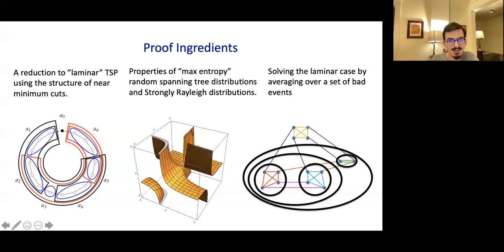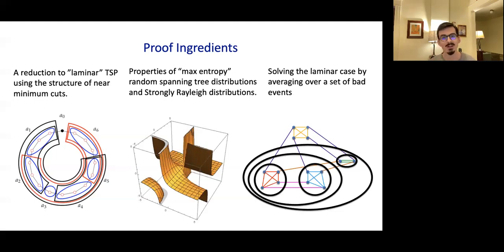And so finally, we use these tools to solve the laminar case with a kind of averaging argument. And this third part kind of presents a method for dealing with any abstract collection of constraints that has this kind of laminar structure. So to sum up, the first part gives us a concise problem to solve in the form of a collection of constraints that form a laminar family.